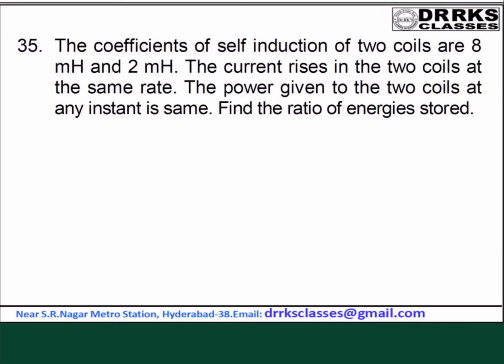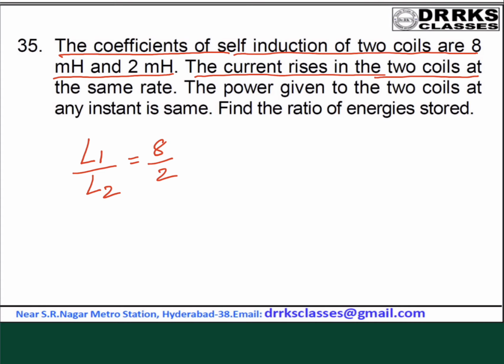Next one. Look at this one. This is a little bit tricky one. The coefficients of self-induction of two coils are 8 millihenry and 2 millihenry. That is, L1 by L2 is 8 by 2 given. The current rises in the two coils at the same rate. That means di1 by dt is equal to di2 by dt. The rate of change of current is same.